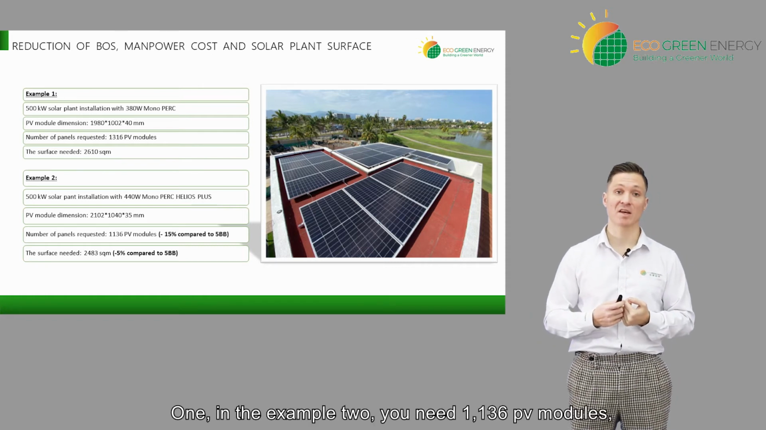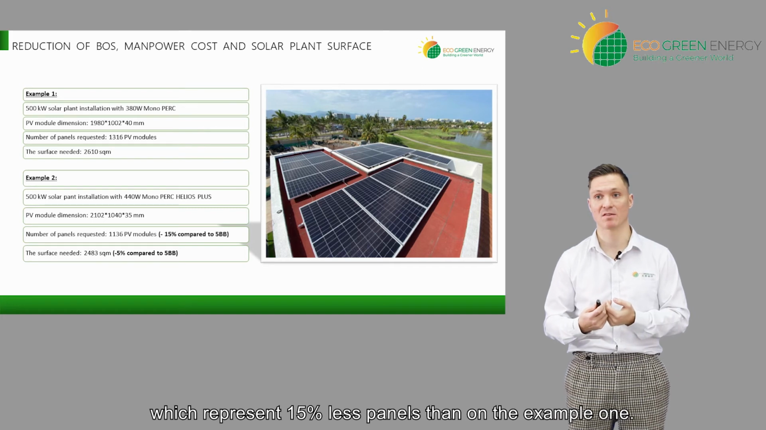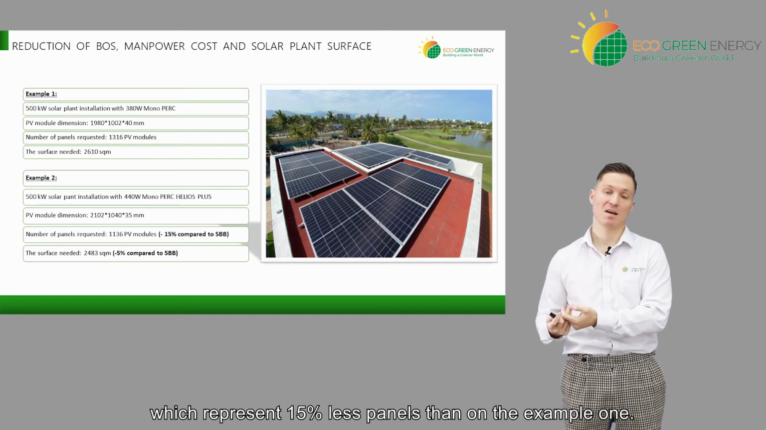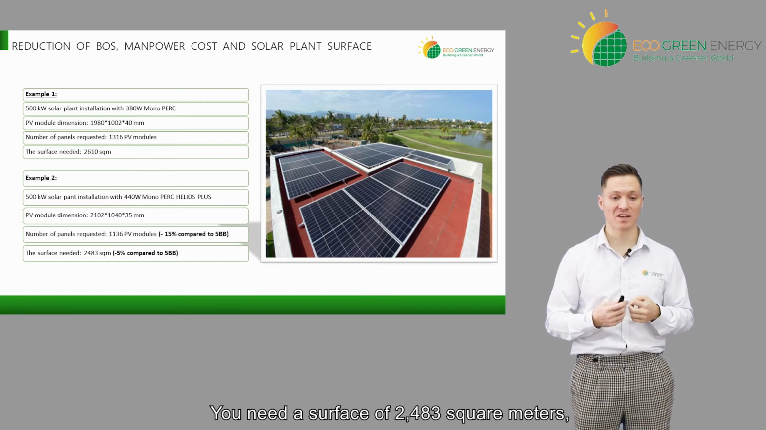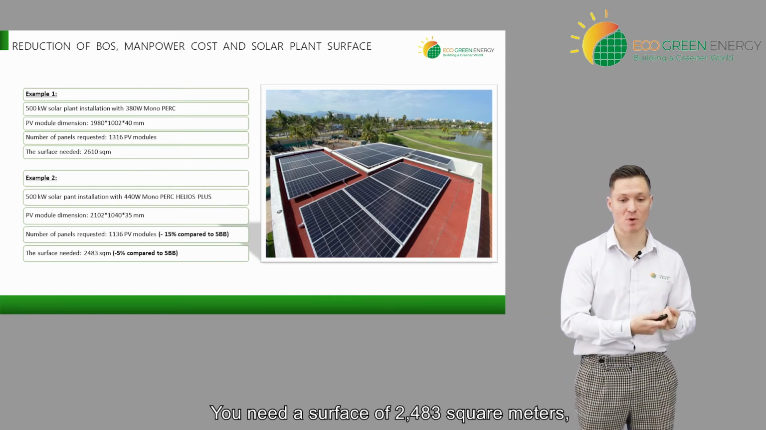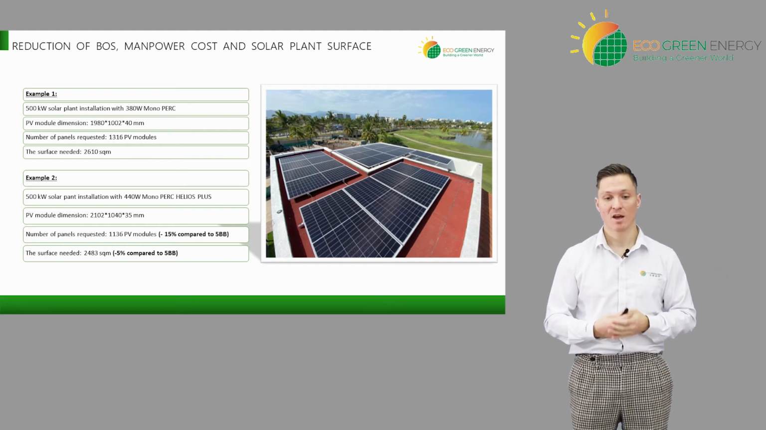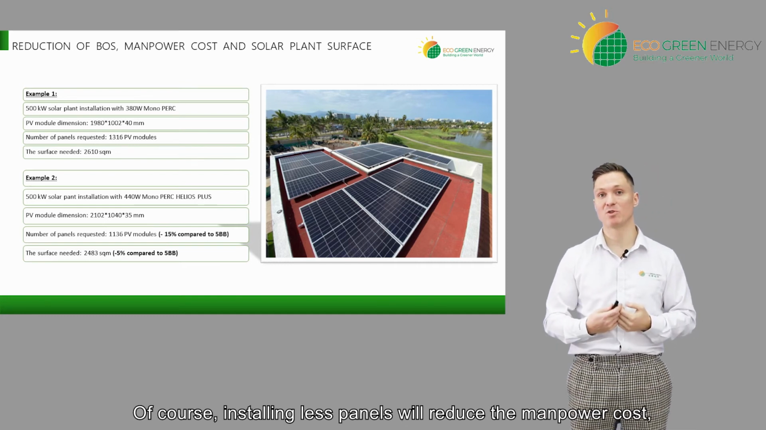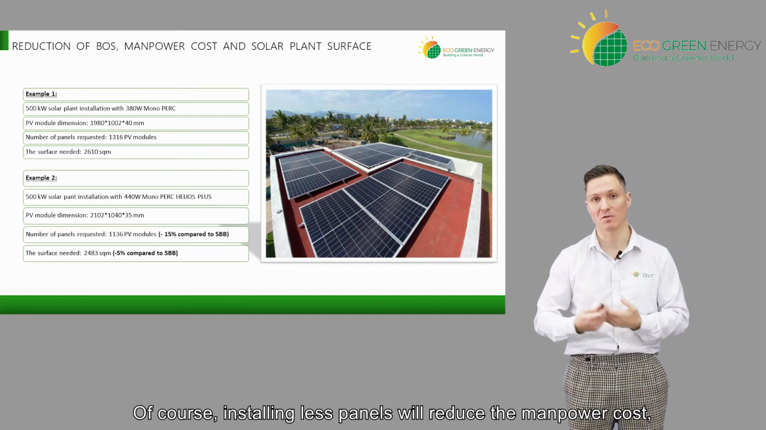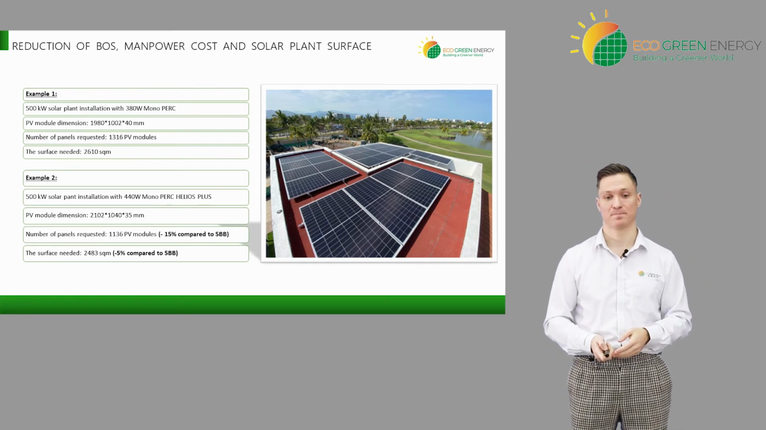In example 2, you need 1,136 PV modules, which represents 50% fewer panels than in example 1, and you need a surface of 2,483 square meters, which is 5% lower than in example 1. Of course, installing fewer panels will also reduce the manpower cost and the time that you will need to install this project.